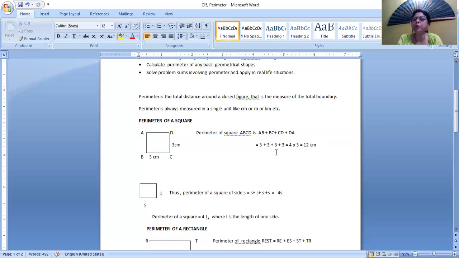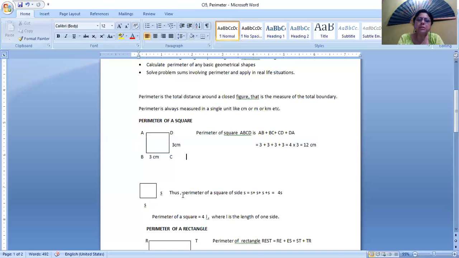So you have to be careful that the figure must be closed. The second point to remember is that we are finding only the length of the total boundary, and the unit is very important. Whether it's meter, centimeter, kilometer, decimeter, millimeter, whatever it is, it is very important. So if we have a square whose side is S, S can be any number, 4 centimeter, 12 meter, anything. Or say kilometer also, anything it can be.